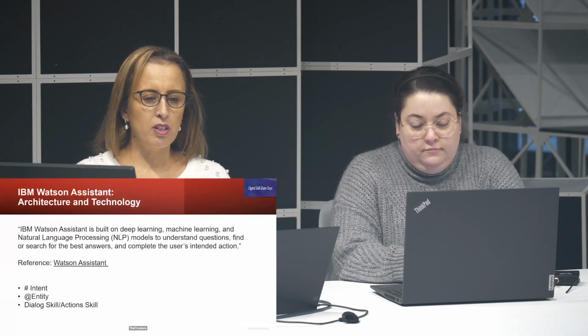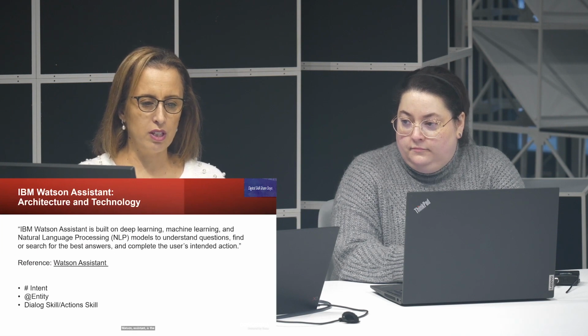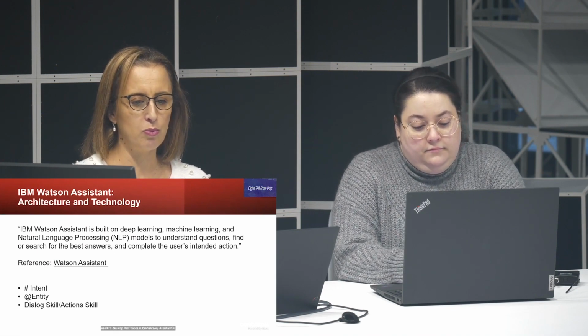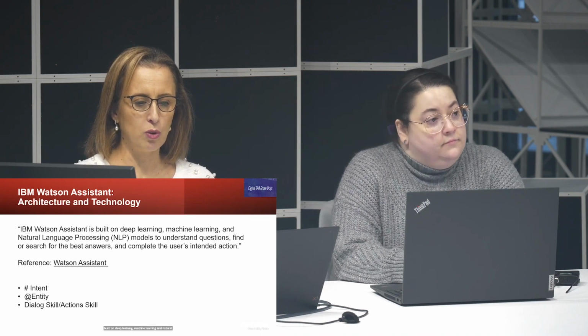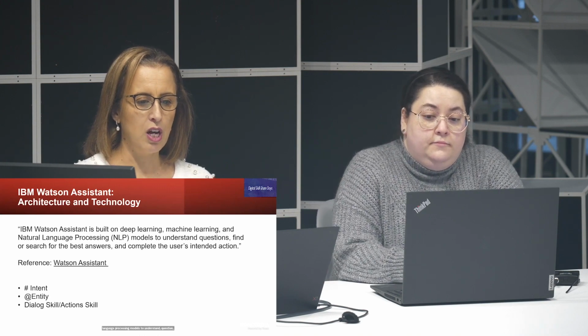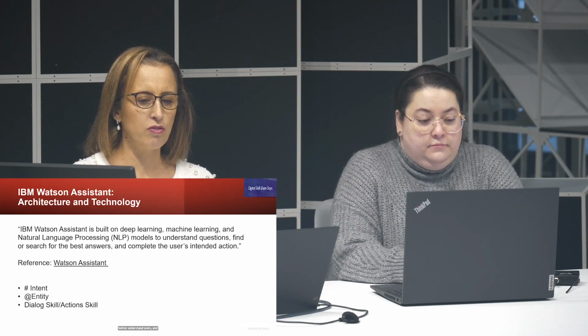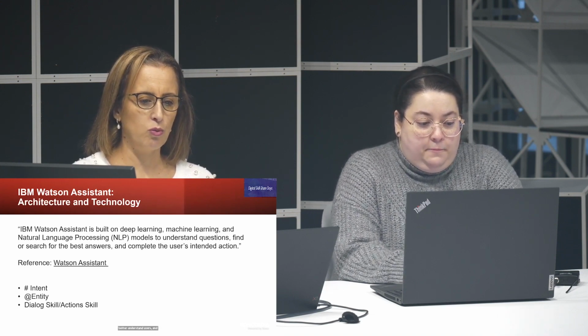The description given by IBM to IBM Watson Assistant is that it is built on deep learning, machine learning, and natural language processing models to understand questions, find or search the best answers, and complete the user's intent action. So Watson uses intent classification and entity recognition to better understand users' intent and select the appropriate dialogue skill or transfer the user to a human agent when needed.